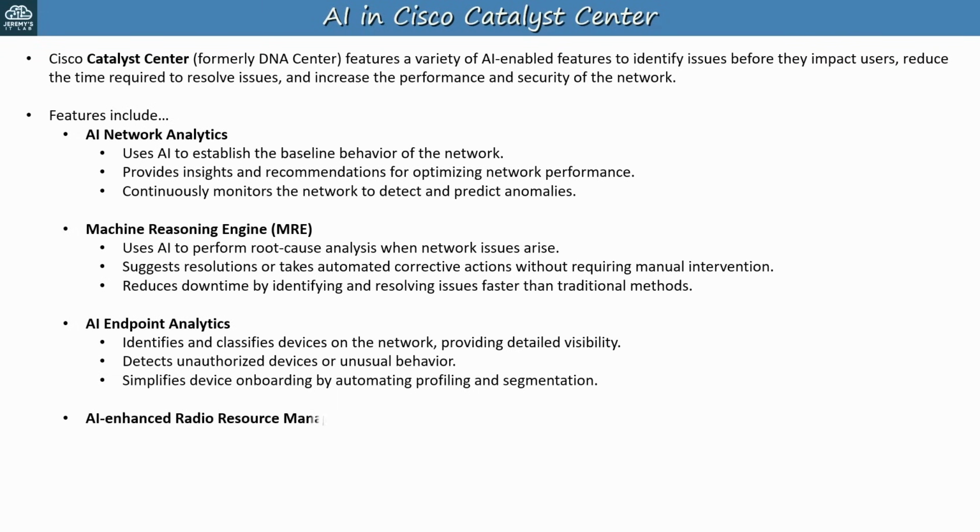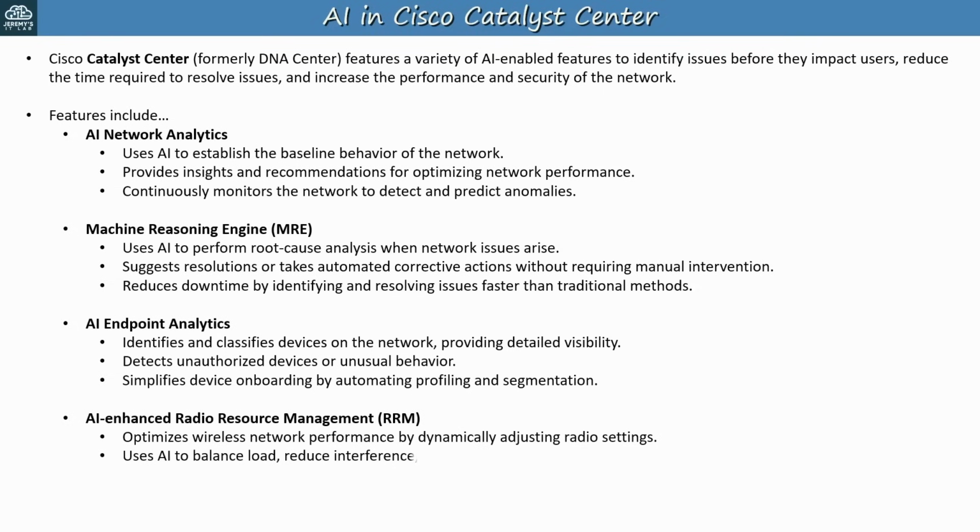Okay, the final feature I'll mention is AI-Enhanced Radio Resource Management, RRM. This is referring to Wi-Fi. It optimizes wireless network performance by dynamically adjusting radio settings on access points. And it uses AI to balance load among different APs, reduce interference through appropriate channel selection, and improve coverage by automatically adjusting the transmit power of each access point.